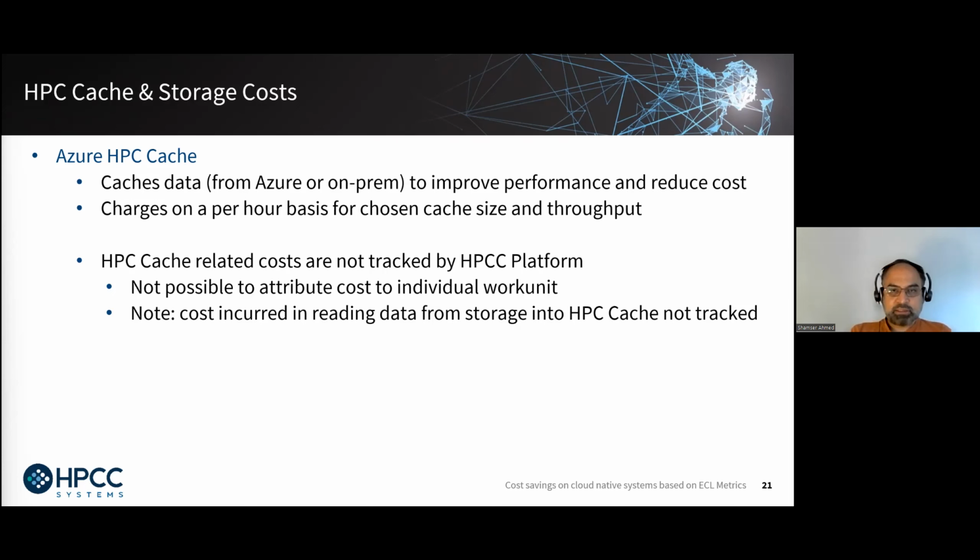HPC cache is charged on a per hour basis for the chosen cache size and throughput. So, for example, the cost of a 1 terabyte HPC cache is fixed whether the cache holds 200 gigabytes or 2 terabytes of files. The hourly cost is fixed.